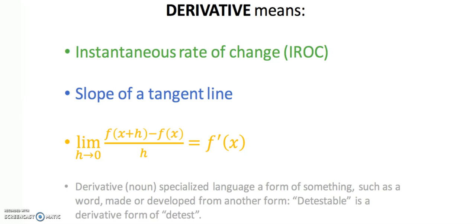Mr. Lakin, what is a tangent line? A tangent line is a line that's going to touch the curve at exactly 1 point. Not more than 1 point? Not more than 1 point. Exactly 1 point.